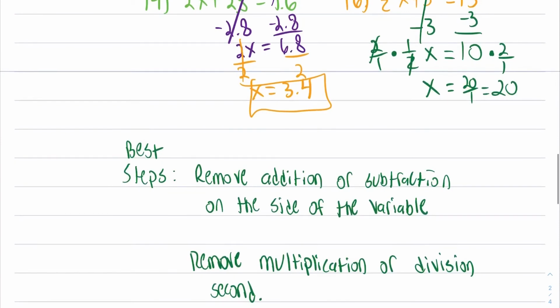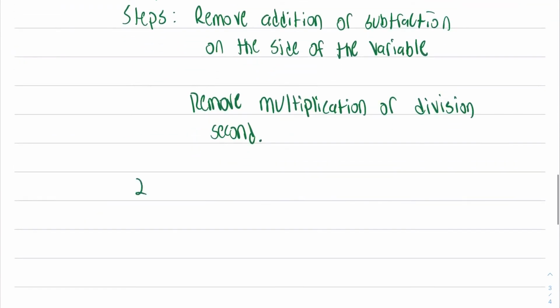2x plus 2.8 equals 9.6. If you wanted to, you could do the multiplication first, but you have to do it the right way. If we have a 2x, that's 2 times x right here on the left, you could remove it by dividing by 2. But if you divide this piece by 2, you would have to actually divide everything on the left by 2 and everything on the right by 2.